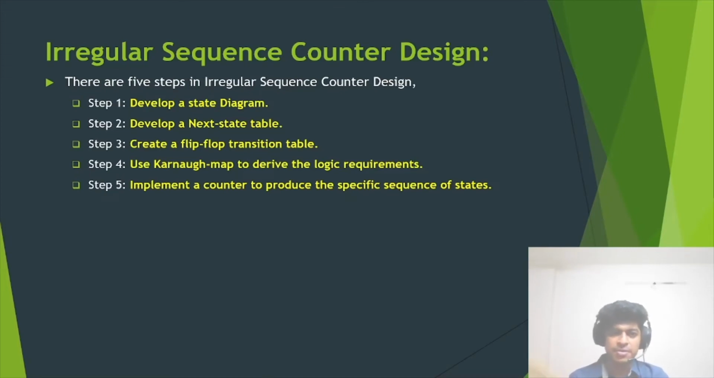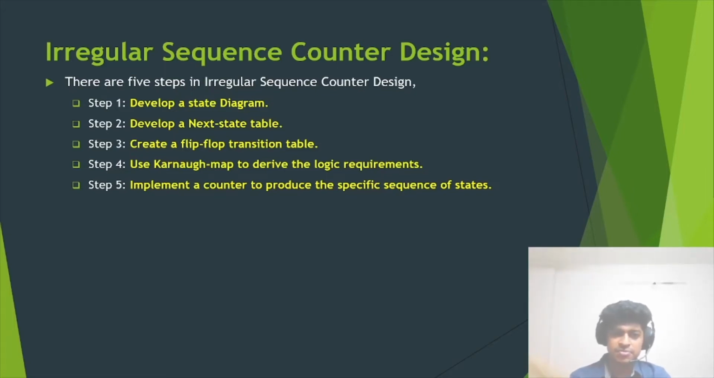Now I'm going to explain how to design an irregular sequence counter. We need to follow 5 steps to do the design of an irregular sequence counter. In step 1, we have to check how many bits are required in the design of the sequence counter. Then we have to develop a state diagram. In step 2, we have to develop a next state table by using the state diagram from step 1. And in step 3, we have to create a flip-flop transition table.